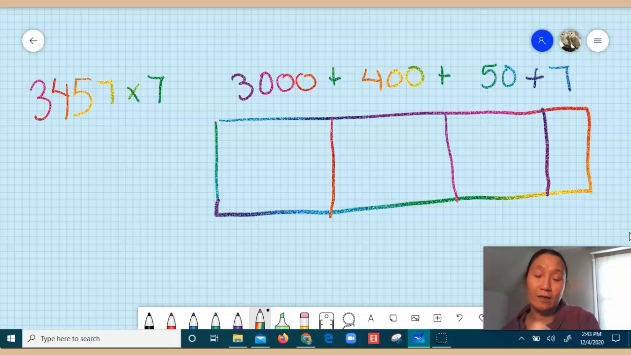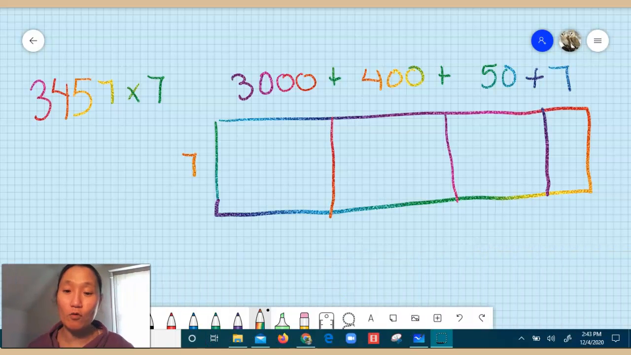Okay? So then, the 7, your big number always goes across the top. It's just easier to write that way. And your 7, since it's the short number, goes down on the side here. Okay? Move myself a little bit more here again.